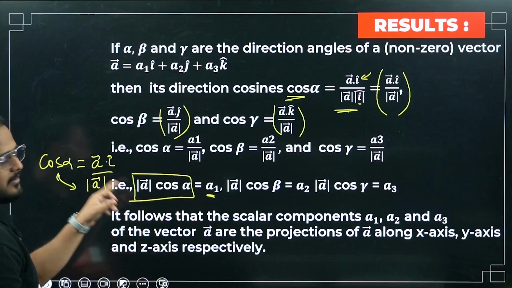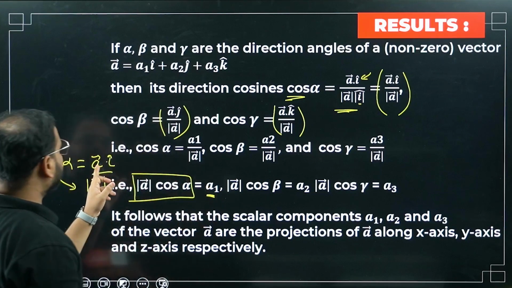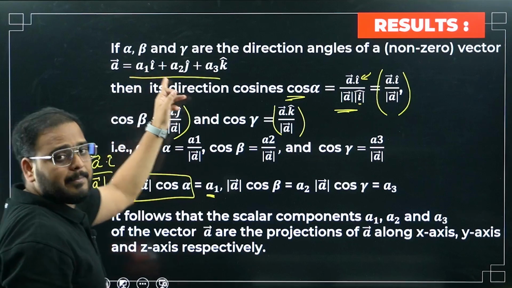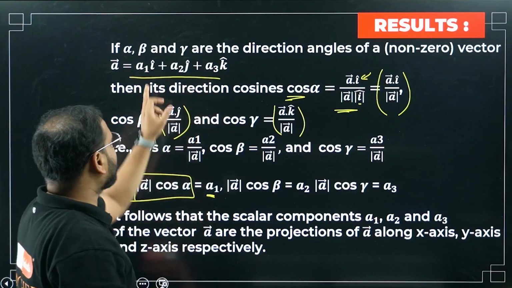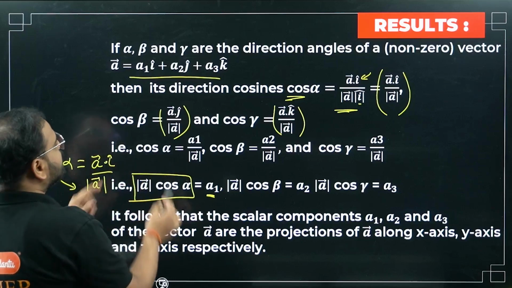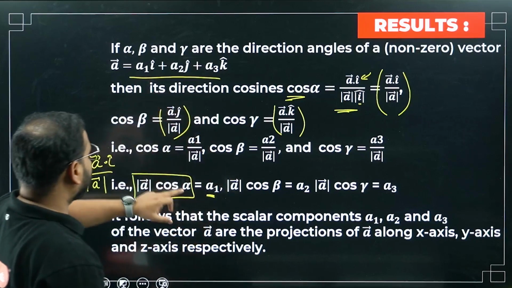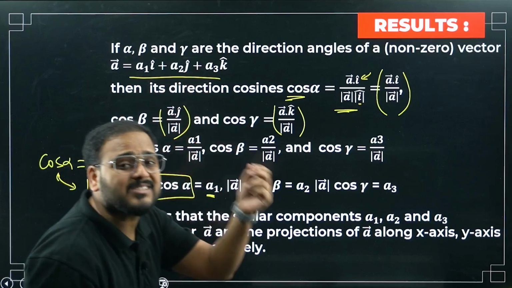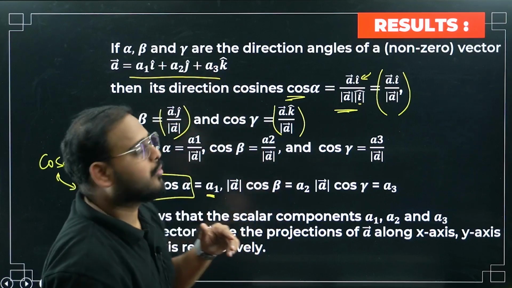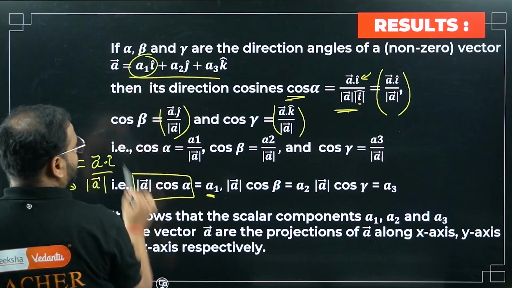What about the right side? Vector A dotted with I. Think about it. What's the vector A? A1 I cap, A2 J cap, A3 K cap. If you take the dot product of this with I cap only, I and I will be 1, so I'll get A1. For I and J it will be 0 because cos 90 is 0, and I and K will again be 0 because cos 90 is 0. That's why only A1 remains on this side.